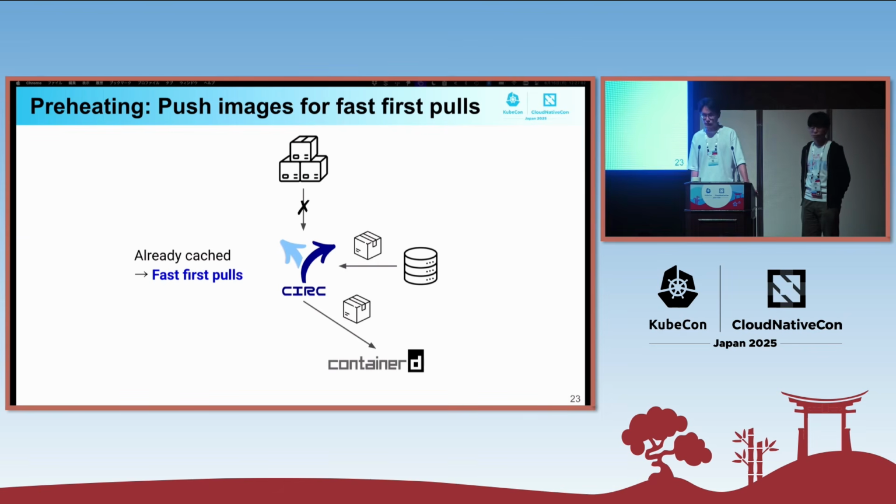Users push an image to CIRC, and afterwards they will request the image. Image pull requests go from containerd to CIRC. Since the image is already stored in the cache storage, the pull should be completed quickly, even if it's the first pull.